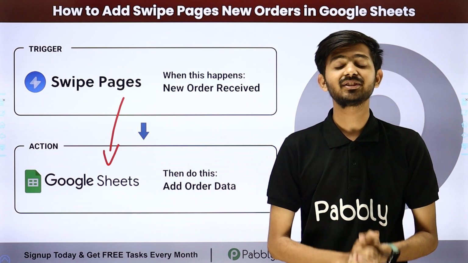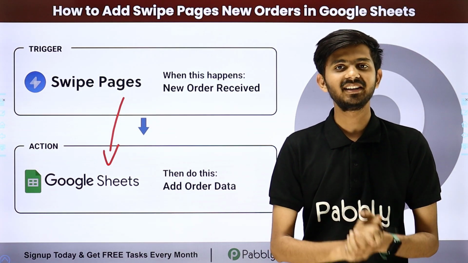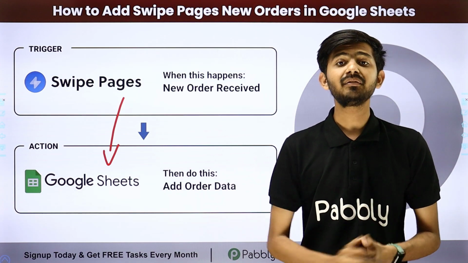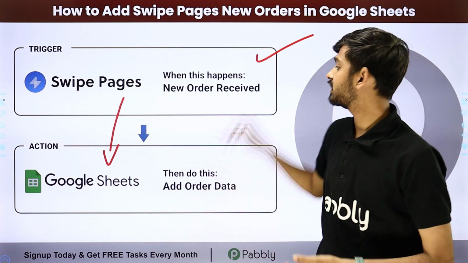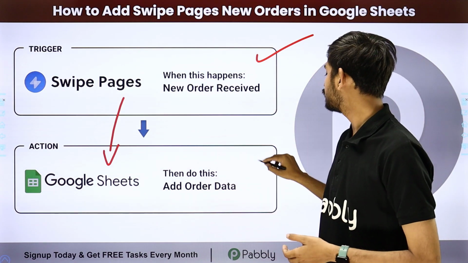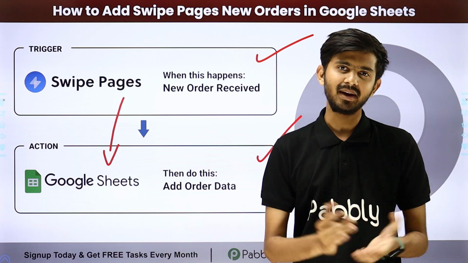For building this connection, I'm going to use Pabbly Connect, which is an amazing software for automation and integration. In Pabbly Connect, I have to use trigger and action. In the trigger application, I'm going to use Swipe Pages. In the action application, I'm going to use Google Sheets. So how am I going to build this connection? For that, let me take you to my computer screen.